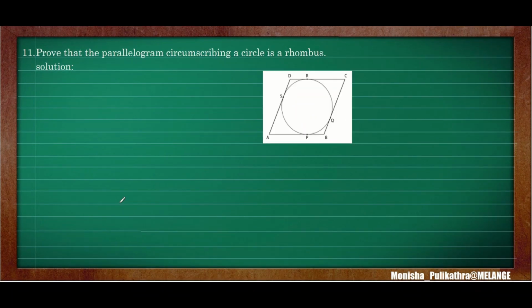Moving on to the 11th question of this session. The 11th question is, we need to prove that the parallelogram which is circumscribing a circle is a rhombus. Okay, here the parallelogram is ABCD. We need to prove this ABCD is a rhombus. Okay, so since ABCD is a parallelogram, it is given here.